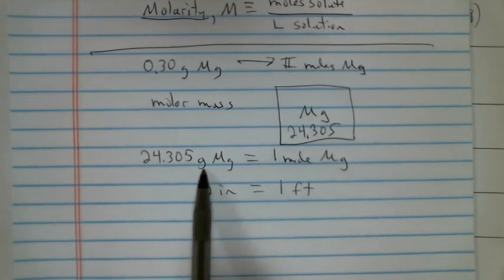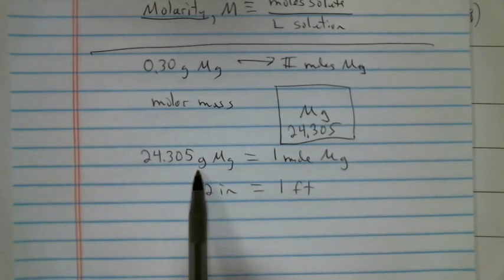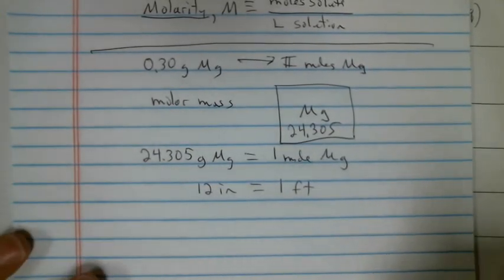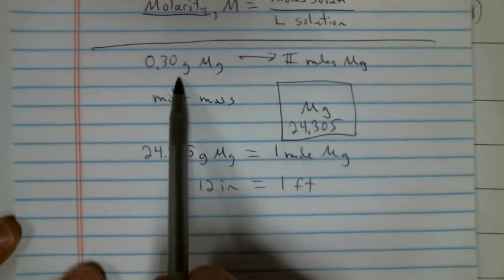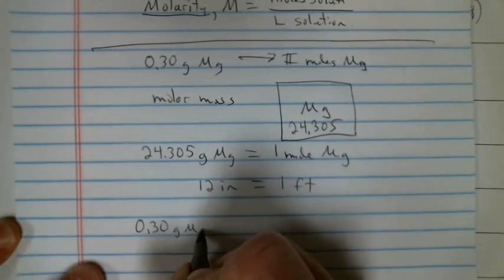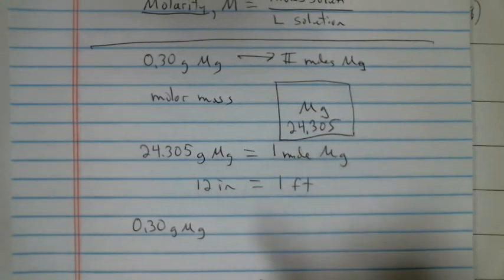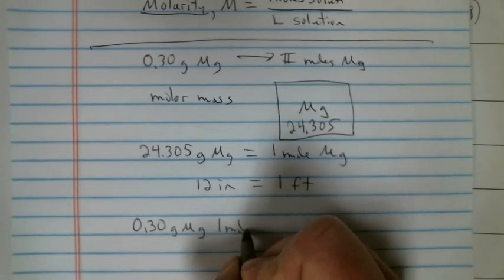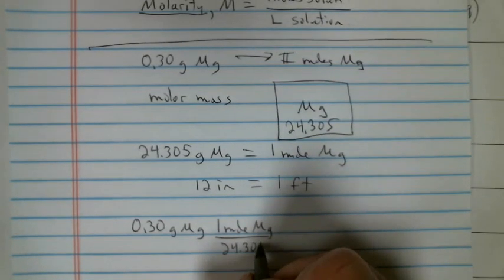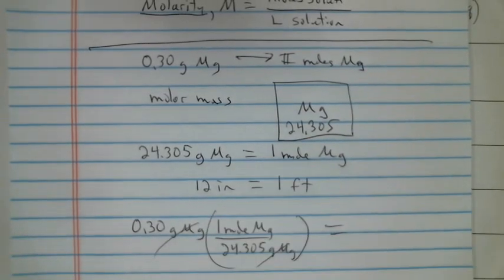So we can use this to go, if we're given grams, we can calculate moles. If we're given moles, we can calculate grams. Just like in the chapter 3, part 1 homework. All right, so let's do the conversion. The conversion is always start with what you're given. Write that down, 0.30 grams of magnesium. And we want moles, so we'll put that in the numerator. 1 mole of magnesium and 24.305 grams of magnesium. All right, cross that out.